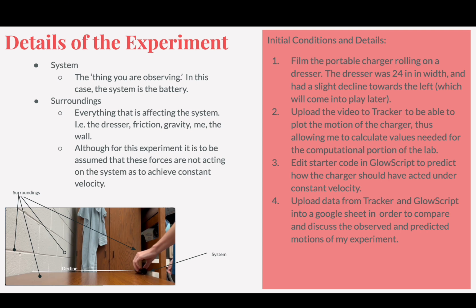Every experiment has a system and a surrounding. The system is the thing you are observing, and in this case, the system is the battery. The notable surroundings of the system are the dresser, friction, gravity, me, and the wall. Although for this experiment, it is to be assumed these forces are not acting on the system so as to achieve constant velocity. Because constant velocity requires no net force acting upon the object, if these surroundings were present in the experiment, then the data could be skewed.